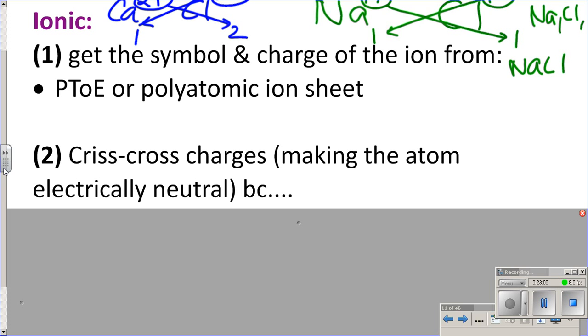So let's do a harder one. On your sheet, there's a, I don't have my sheet in front of me, and then grab one of these things.